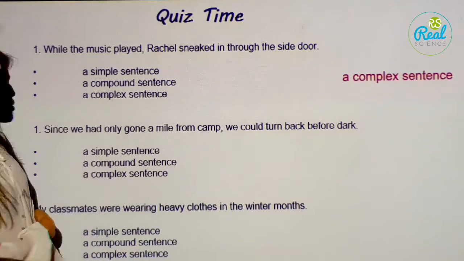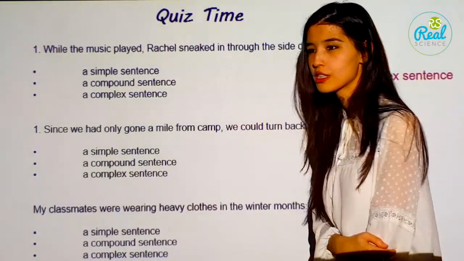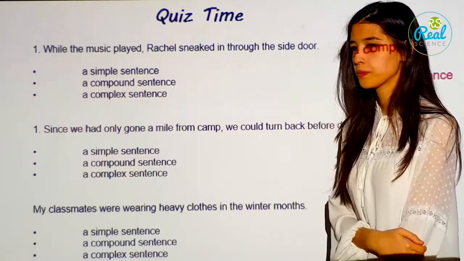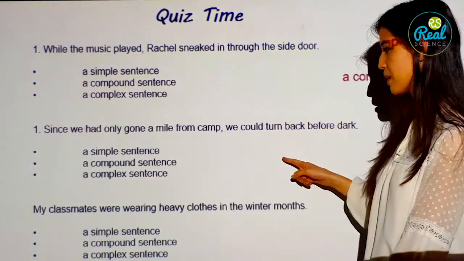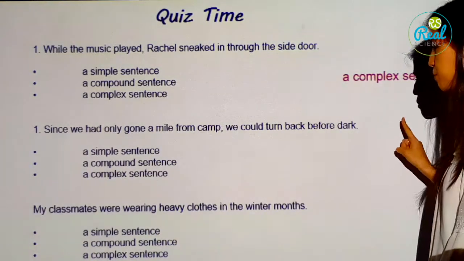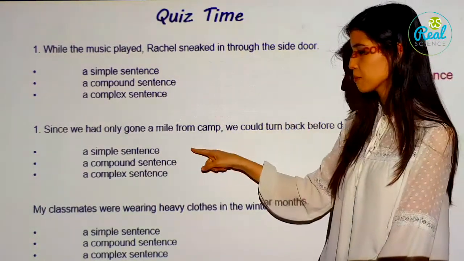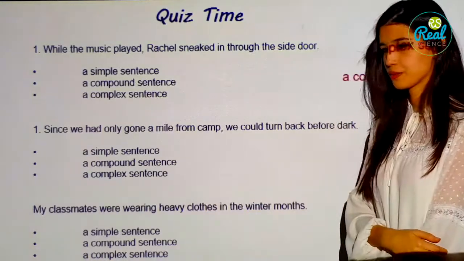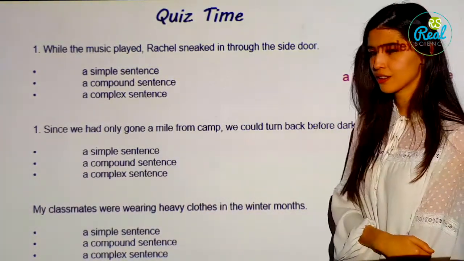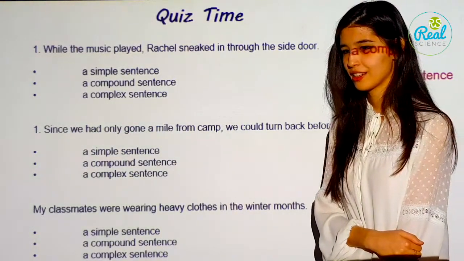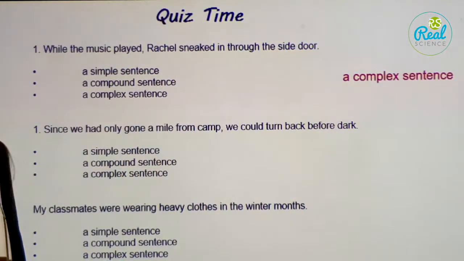Okay. Next one. Again, I will pick a person. That would be Holub. Are you here? Yeah. Okay, great. Since we had only gone a mile from camp, we could turn back before dark. Is it simple, compound, or complex? Complex. Everyone agree? Yes.